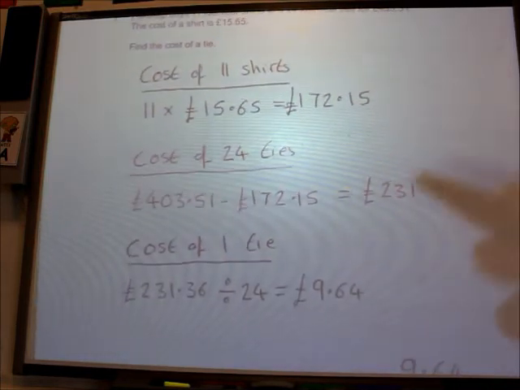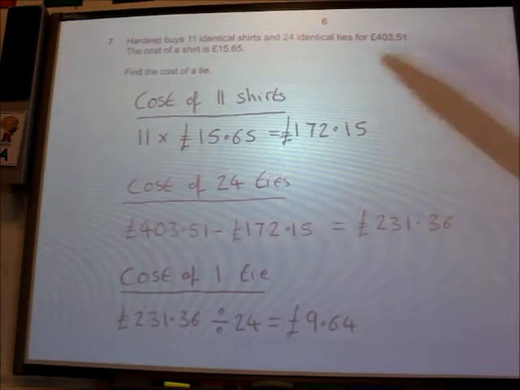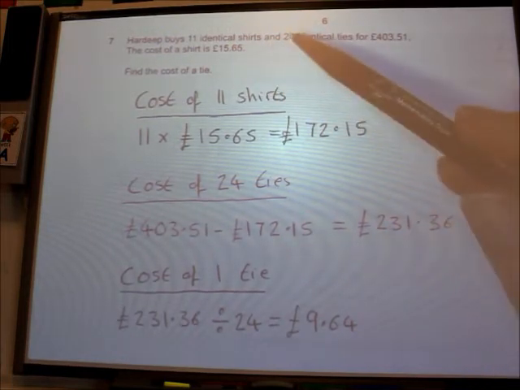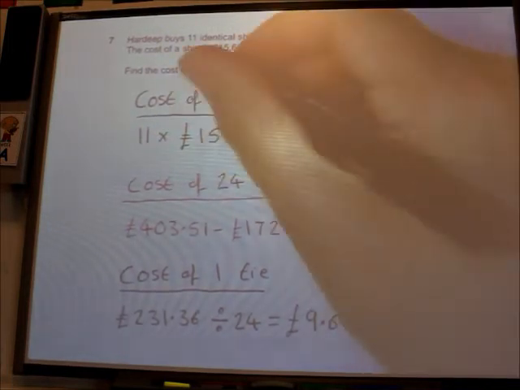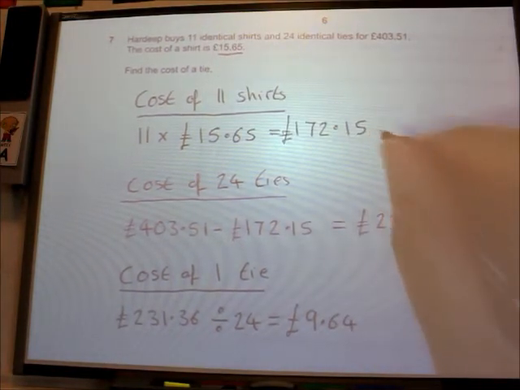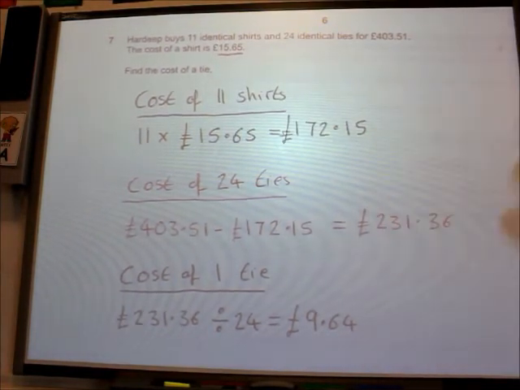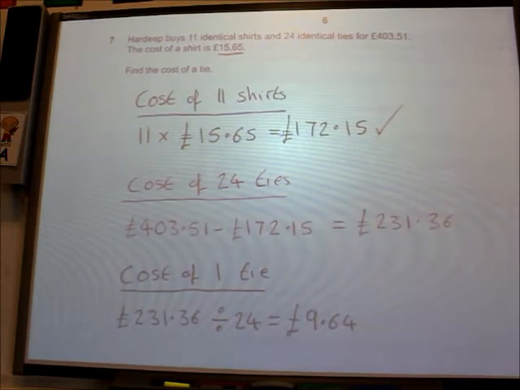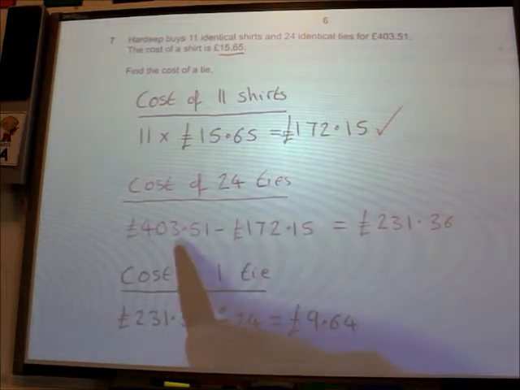The workings are all pretty much there, but I'll talk you through it. First of all, the cost of 11 shirts will be 11 lots of £15.65, which is £172.15. As bizarrely as it seems, you will get a mark for that in the exam. Right, the total cost then of the 24 ties is the total amount.